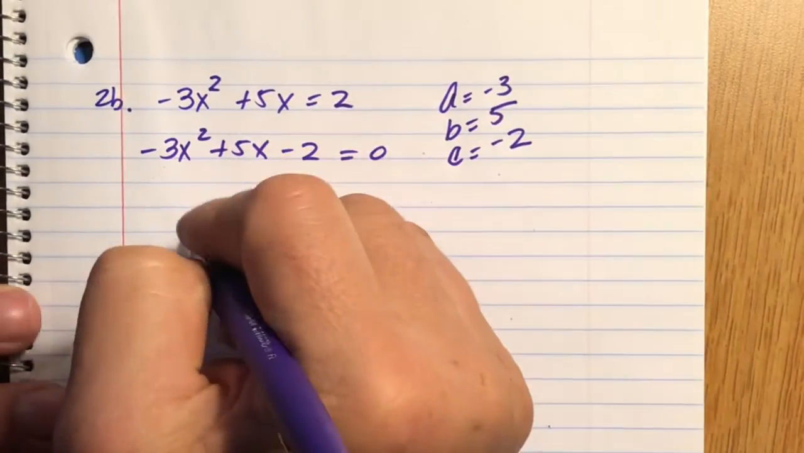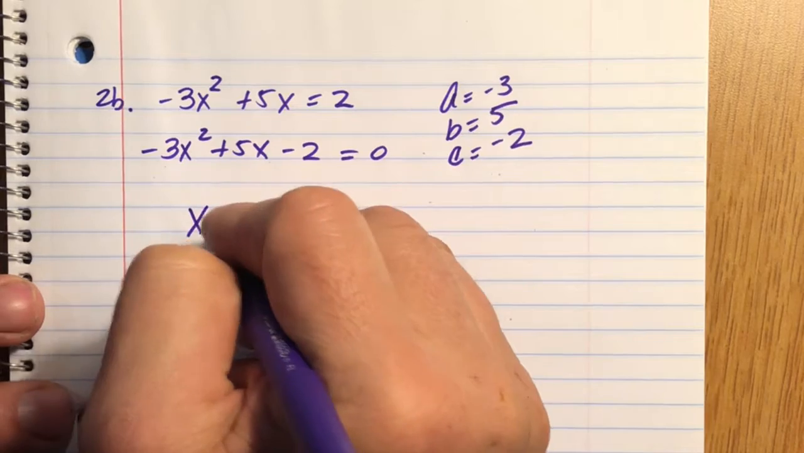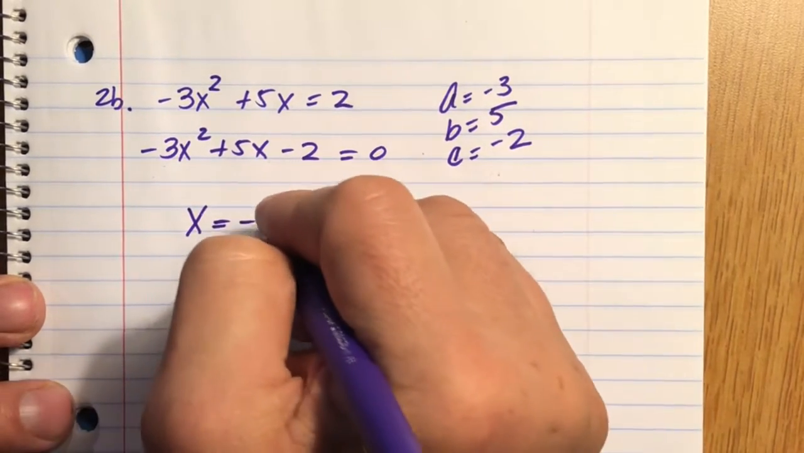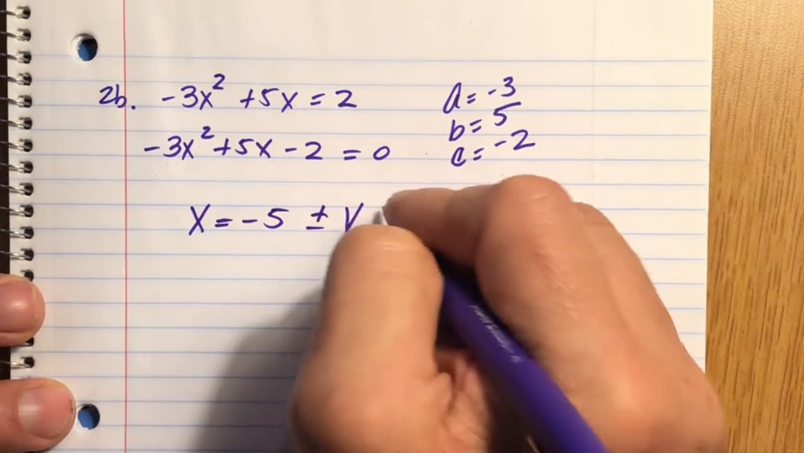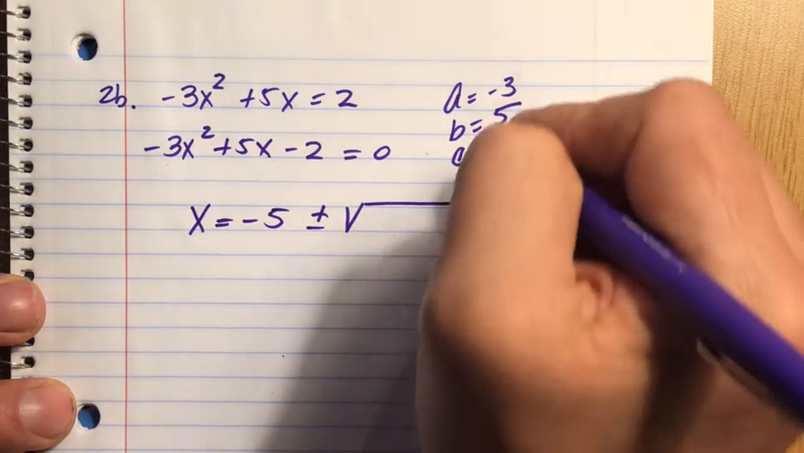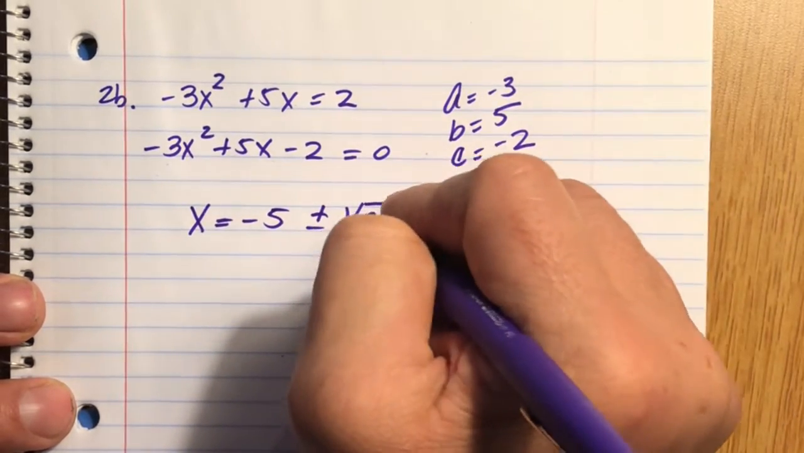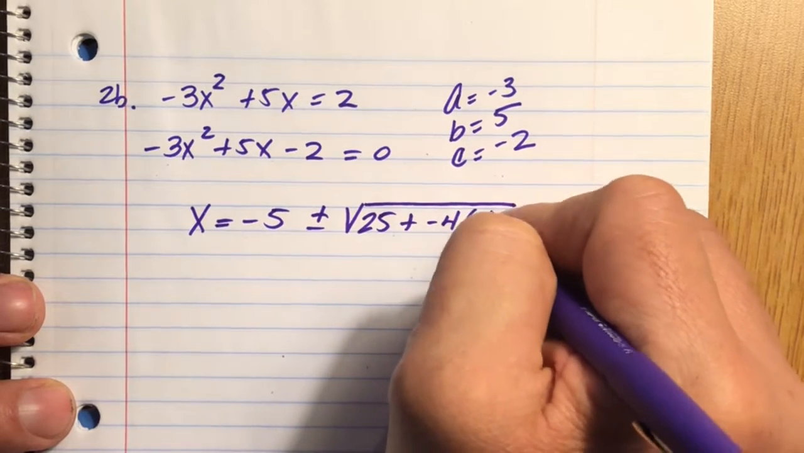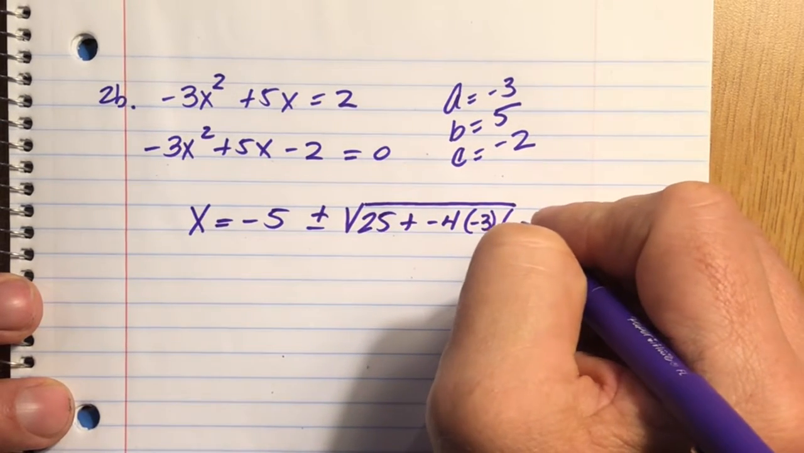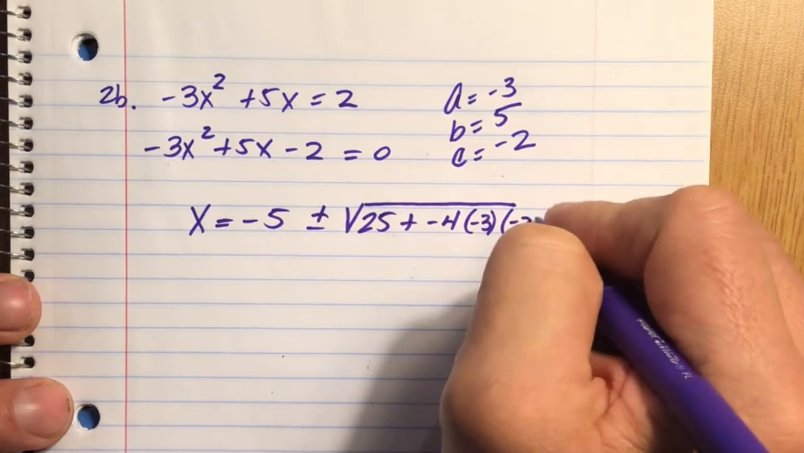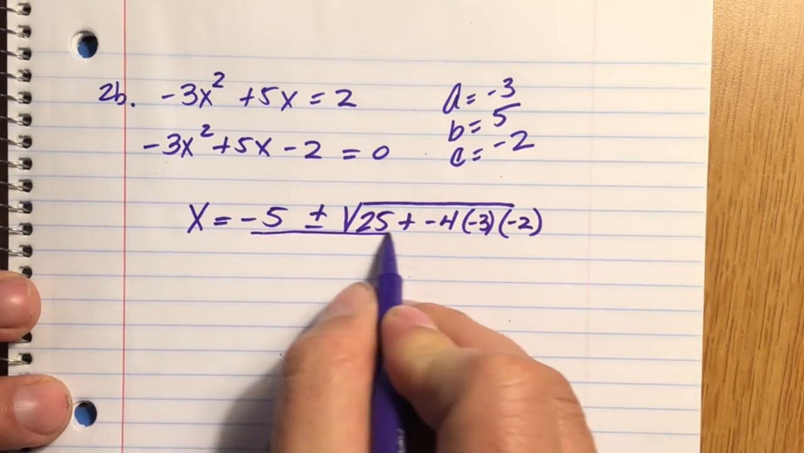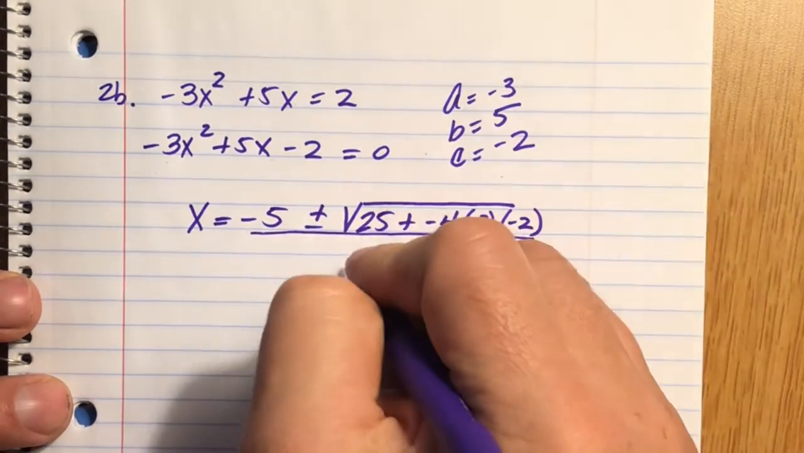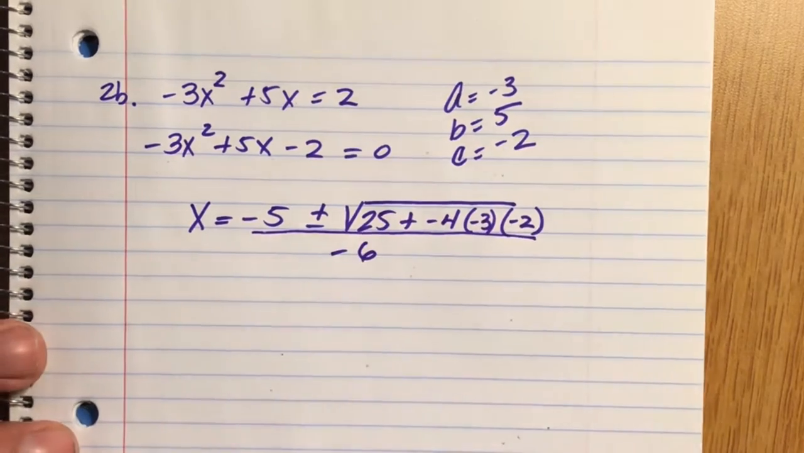Let's use our quad formula. So x equals the opposite of B plus or minus the square root of B squared, negative 4 times negative 3 times C, which is negative what, 2? All over 2 times A, which is negative 6.